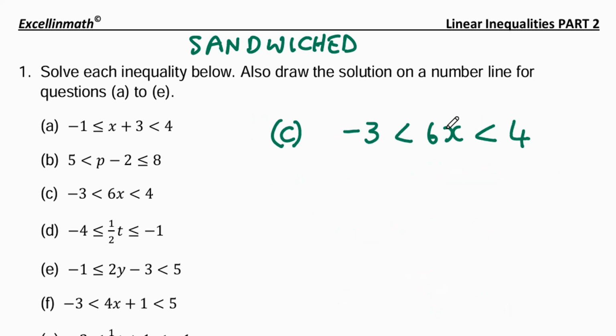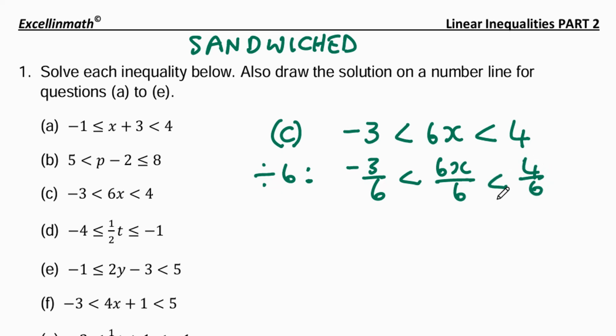We want to isolate the x here, and since we are multiplying by 6, we divide by 6 through. So we divide everything by 6. The 6's here will cancel, and we're left only with x, and we can simplify this fraction. It's negative 1 over 2, as well as this one, which will be 2/3.